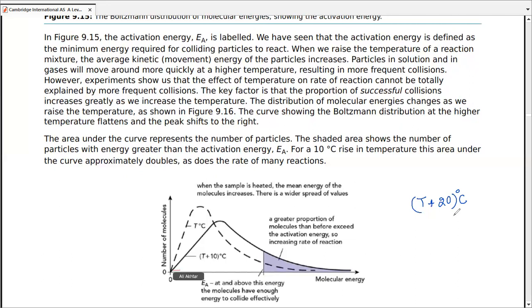Remember, in T plus 20, you have an even bigger portion of molecules having a greater proportion of energy, a greater proportion of molecules having the energy. A good try. What if I want you to extend this line as well? Can you see this line? Can you extend this line for your own graph, please?